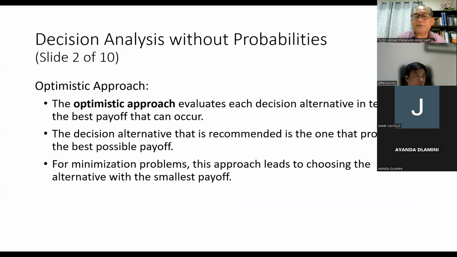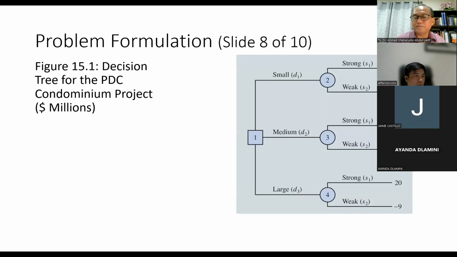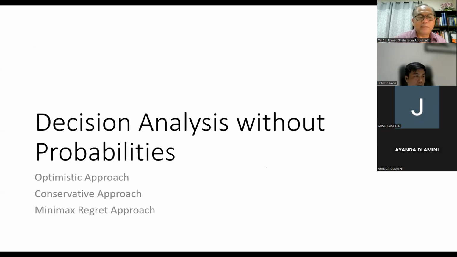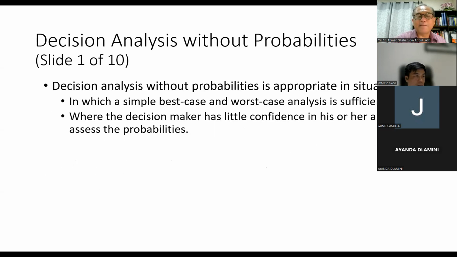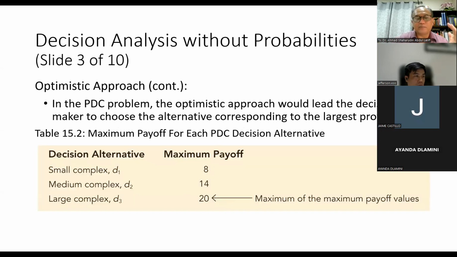The optimistic approach is to evaluate each decision in terms of the best payoff that can occur. So just now, 20, that is the best payoff that can occur. And then for a minimization problem, you look into the alternative with the smallest payoff. Of course, you don't want to pick up the 9 million loss payoff. In the worst case scenario, you will choose medium, weak, or 5 million payoff at least. That is the worst case. Depends on your optimistic approach. Yeah, so this is without the probability.